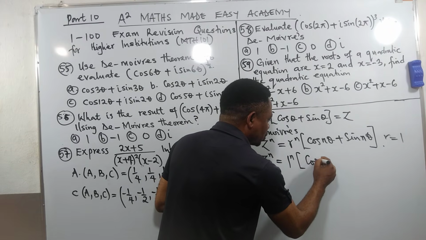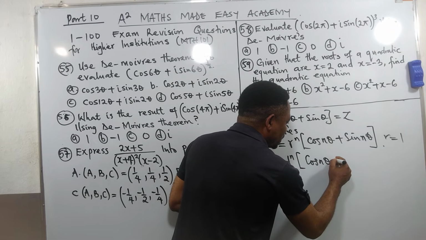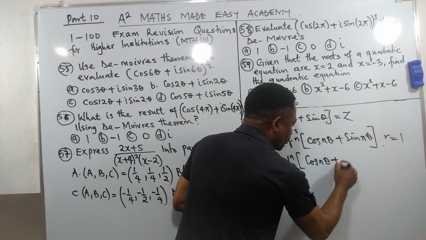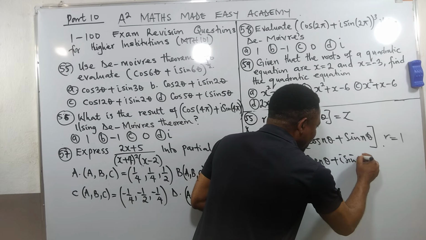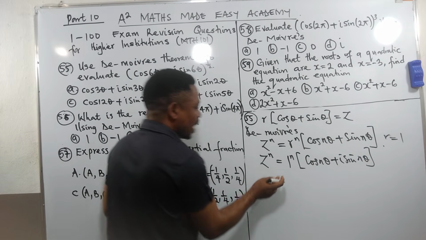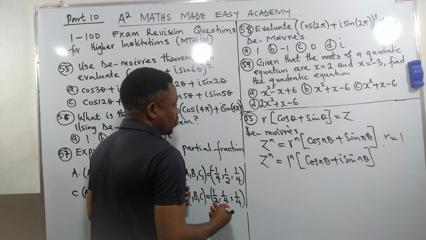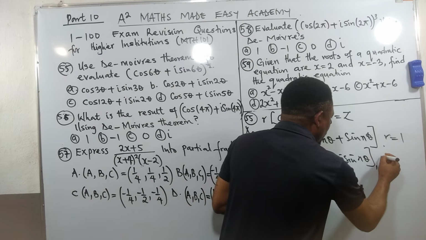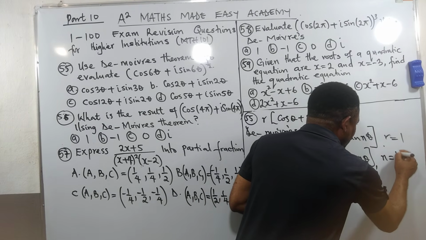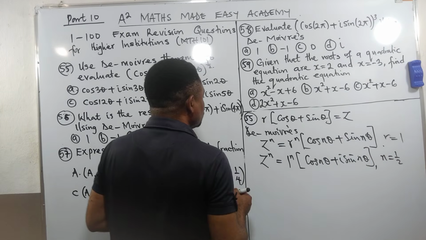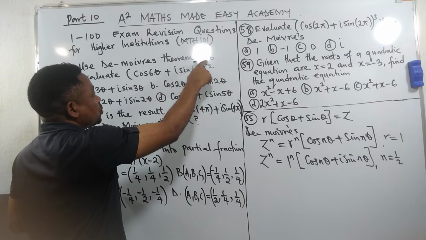times (cos nθ + i sin nθ). Can you see that if 1 is raised to any power, the answer is also 1? So at this point, we are given the value of n, which is the power, to be 1 over 2.